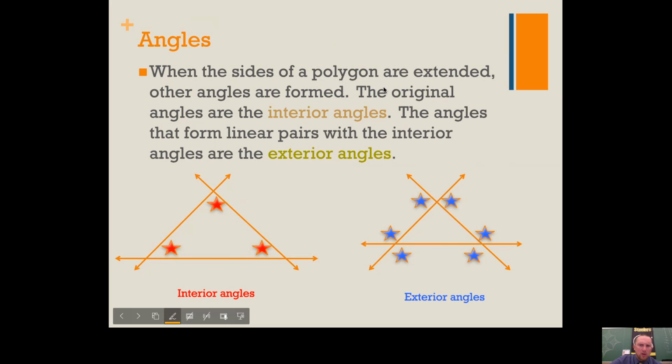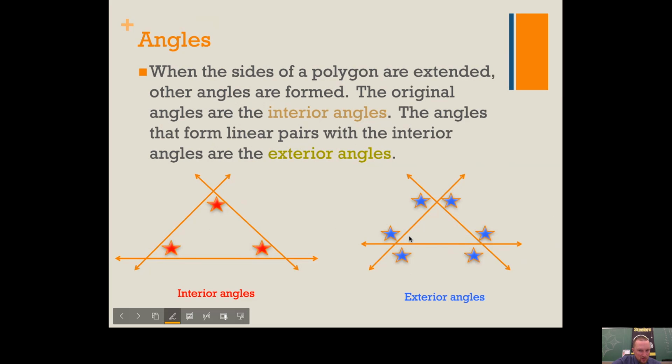When the sides of a polygon are extended, you end up getting other angles that are formed. The original angles inside this triangle, we're calling those interior angles. The angles that form a linear pair with those interior angles, we're going to call those exterior angles. So these ones that have the blue stars, those would be your exterior angles. So this is an interior angle. This angle right here makes a linear pair with it, so it's an exterior angle.